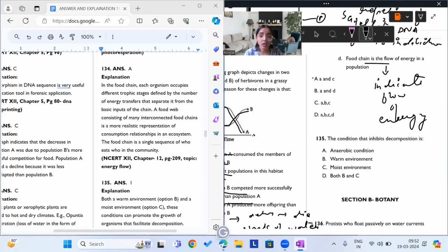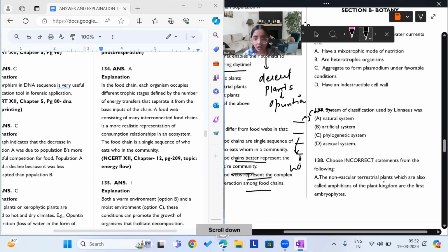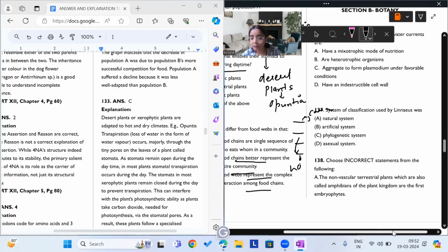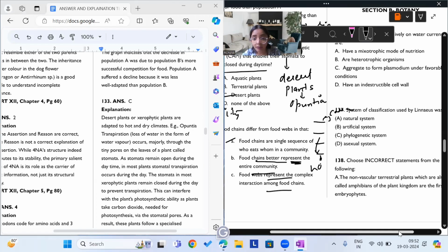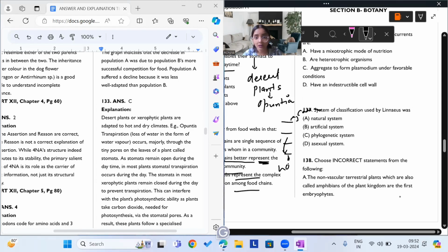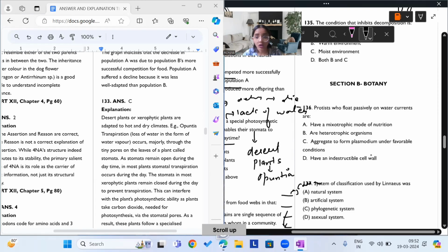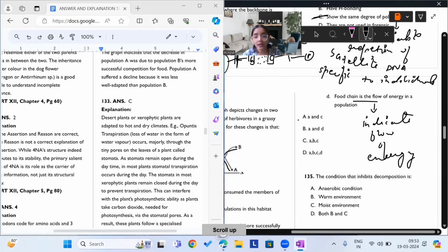Option A, which was saying food chain is a simple sequence of who eats whom, and option C, which is saying food web is a complex interaction between food chains. Now, why B is not correct? Because food chains better represent entire community is wrong. Food webs better represent entire community. Okay, so A and C are correct. Option number 1 is the correct answer.